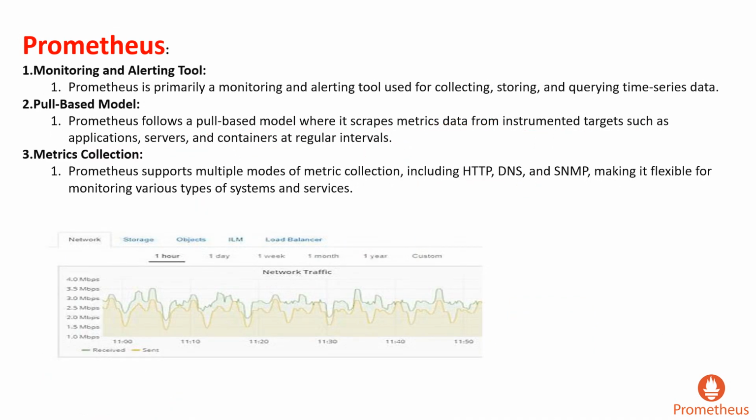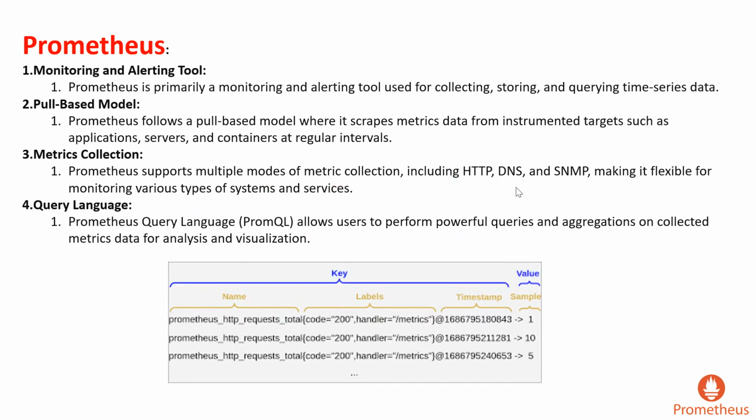The next one we have is metrics collection. Prometheus supports multiple modes of metrics collection, including HTTP, DNS, and SMTP, making it flexible for monitoring various types of systems and services. Likewise, this one.